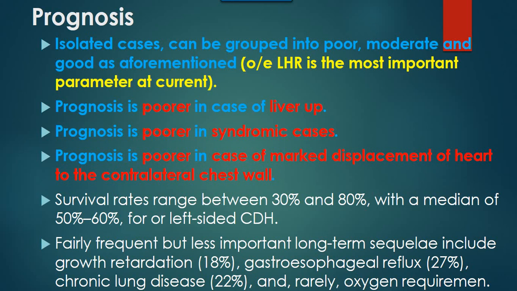Prognosis is poorer in case of liver up. Prognosis is poorer in syndromic cases. Prognosis is poorer in cases of marked displacement of the heart to the contralateral chest wall, like in our case. Survival rates range between 30 and 80%, with a median of 50 to 60% for a left-sided congenital diaphragmatic hernia. Fairly frequently, but less important, long-term sequelae include growth retardation, gastroesophageal reflux, chronic lung disease, and rarely oxygen requirement.